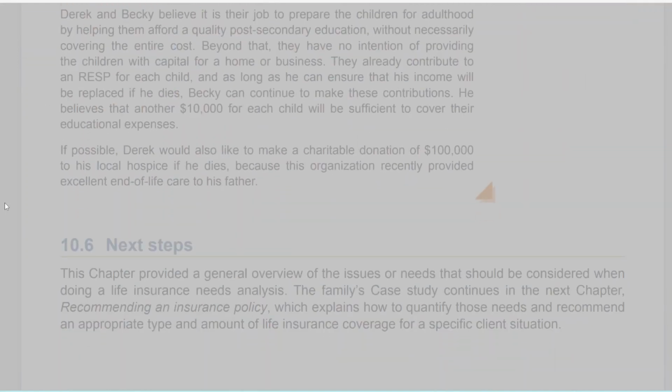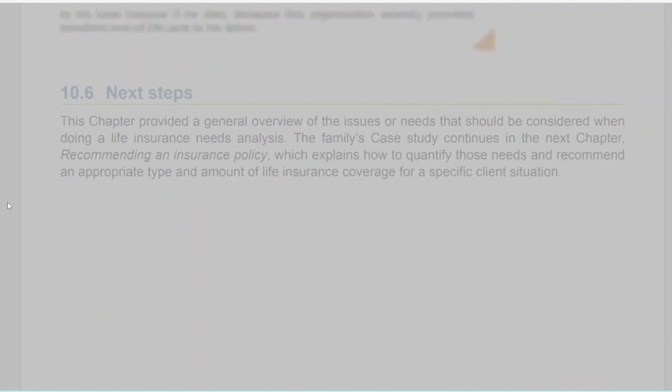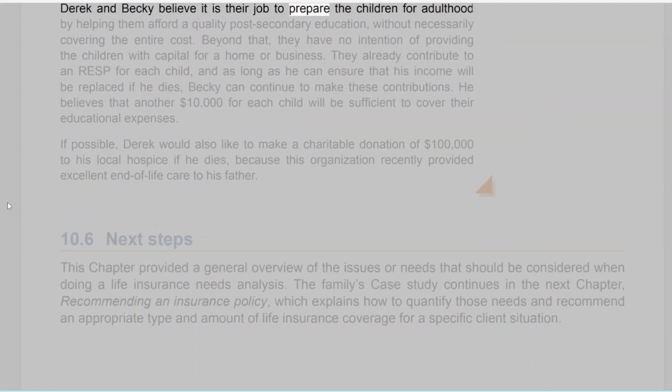Case Study. Derek and Becky believe it is their job to prepare the children for adulthood by helping them afford a quality post-secondary education, without necessarily covering the entire cost. Beyond that, they have no intention of providing the children with capital for a home or business. They already contribute to an RESP for each child, and as long as he can ensure that his income will be replaced if he dies, Becky can continue to make these contributions.